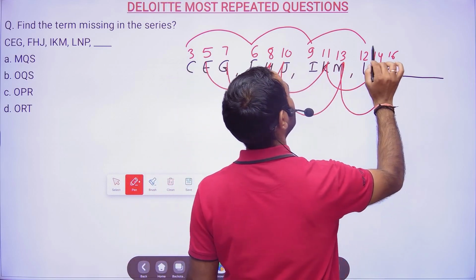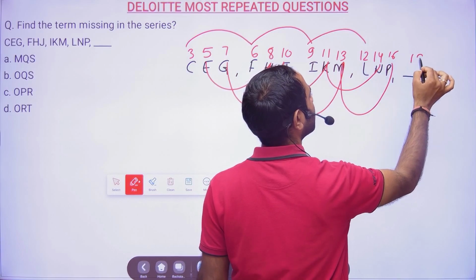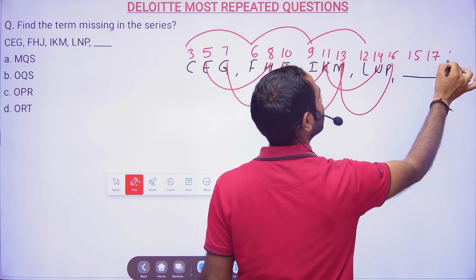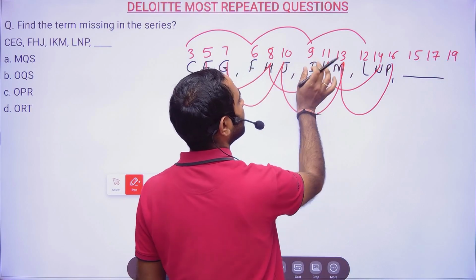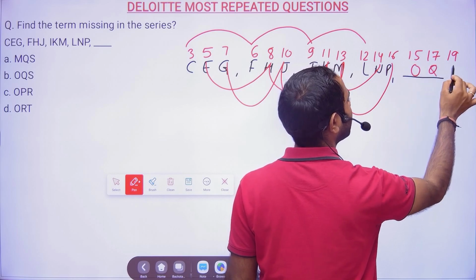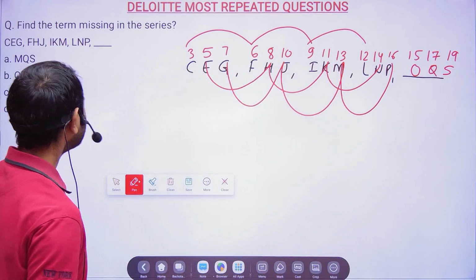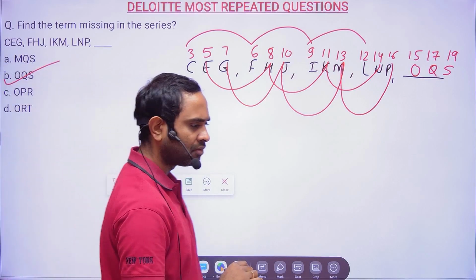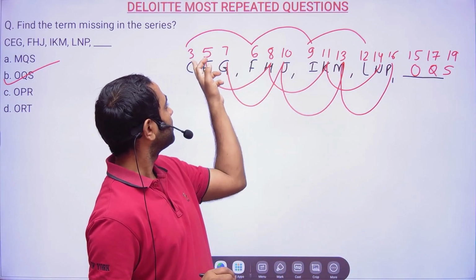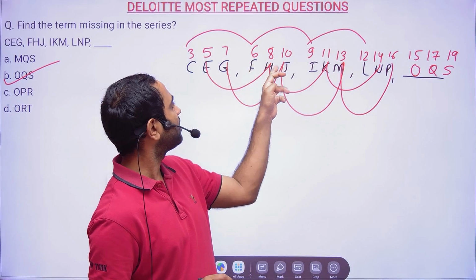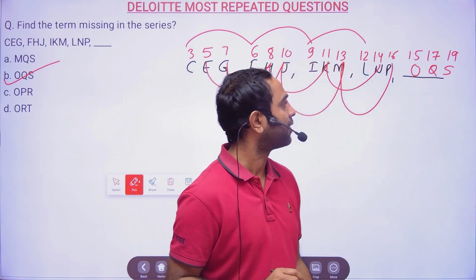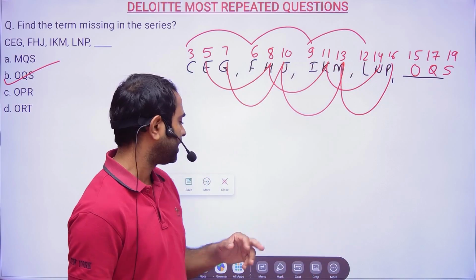So now next will be what? 13. Okay. So 12 plus 3 will be what? 15. 14 plus 3 will be what? 17. 16 plus 3 will be 19. So basically 3, 3, 3 it will increase. So 15 is O, 17 is Q, and S is 19. OQS, option B will become the correct answer. So this is just the alphabetical position. So we could see 3, 5, 7, then increase 3, 3 to it. So 6, 8, 10, then increase 3, 3 to it, 9, 11, 13, then increase 3, 3 to it, 12, 14, 16, and then increase 3, 3 to it, 15, 17, 19. Clear?